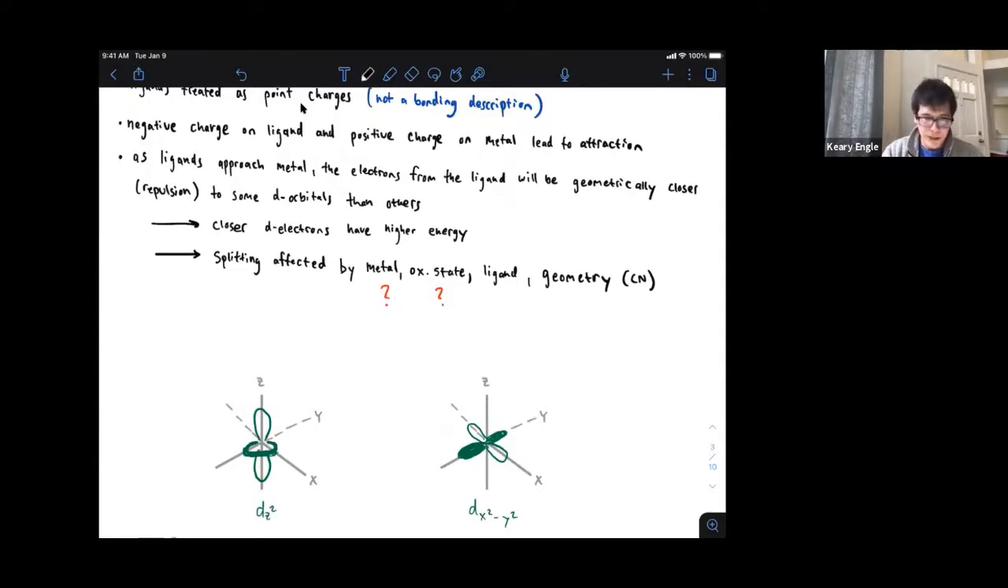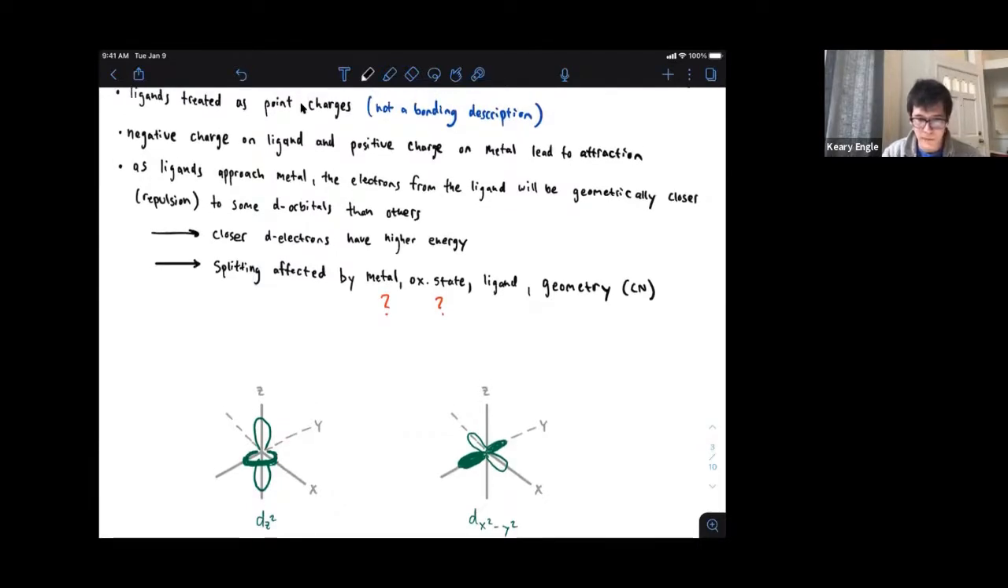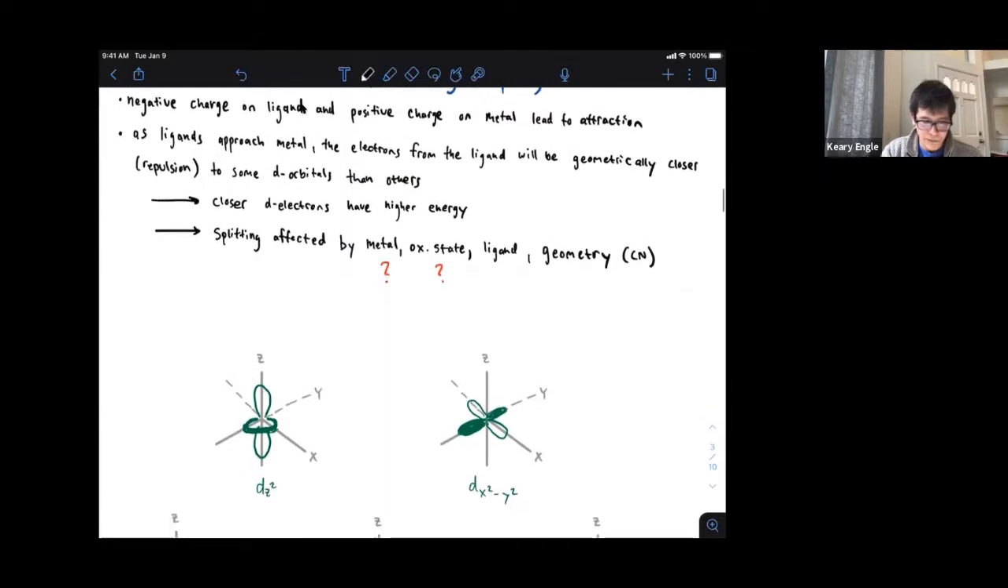So in this framework, and I think this is hopefully obvious from the class in general, metals, by virtue of being in many cases formally charged, and in other cases just being electrophilic in character, balance the negative point charges with the positive charge on the metal, and this leads to an attractive interaction in terms of the sigma bonding interaction.